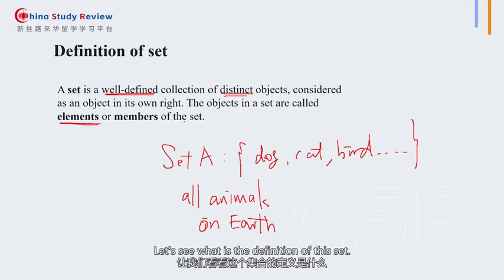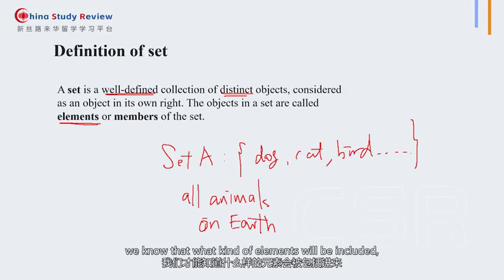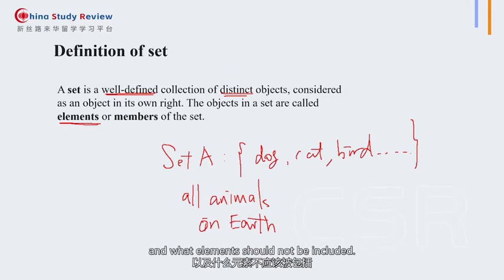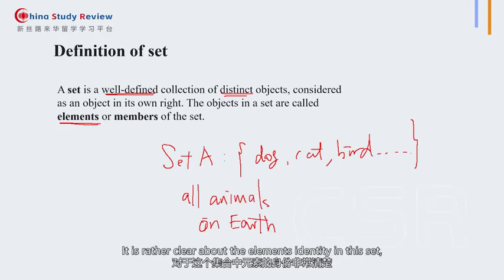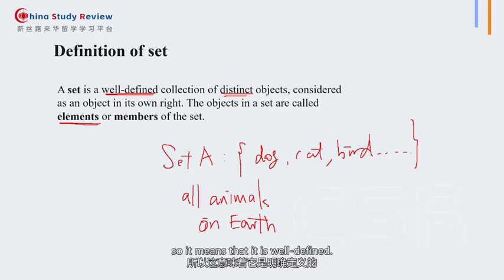Let's see what the definition of this set is. It means all animals on Earth. This is a good definition, right? By well-defined, we mean that through the definition of the set, we know what kind of elements will be included and what elements should not be included. It is rather clear about the elements' identity in this set, so it is well defined.